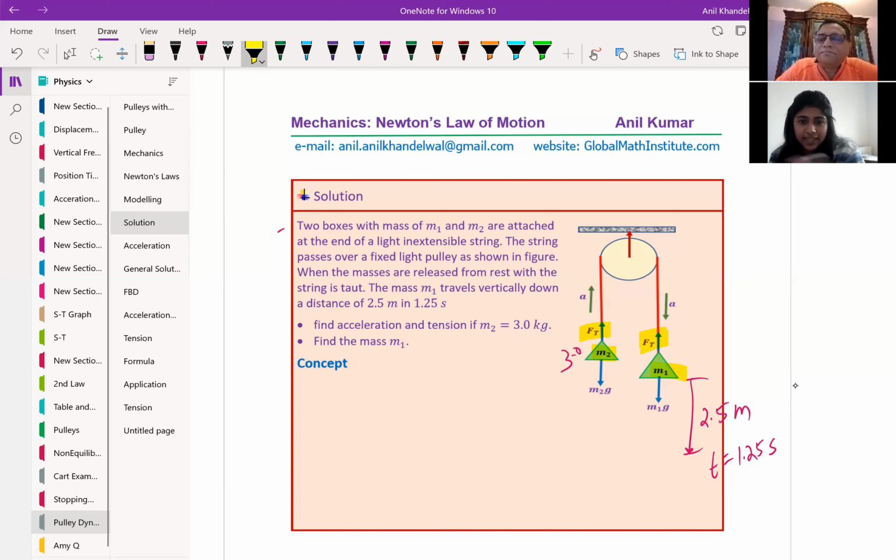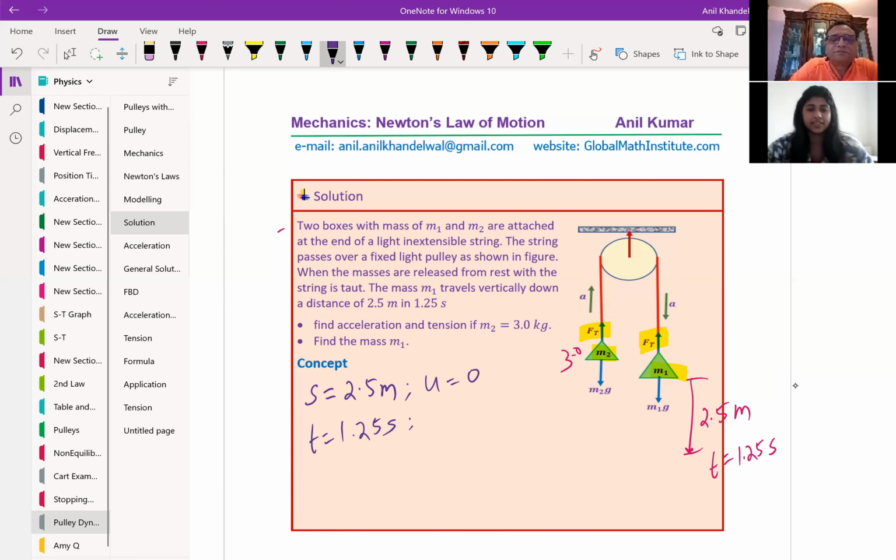Correct. And since I'm seeing values that include the SUVAT things, I wrote down the values that are already given in the question. What values are given? S equals 2.5 meters. U equals 0 since it says released from rest. And then I put T as 1.25 seconds. Correct. And since the question says find acceleration, the formula we can use to find A is S equals UT plus half AT squared. Perfect.